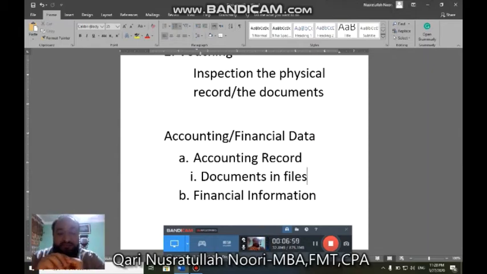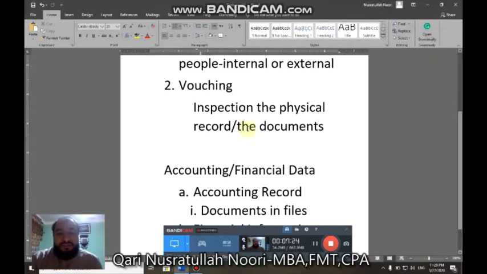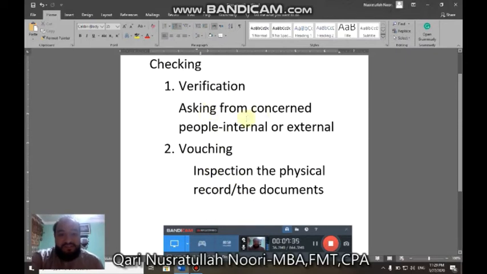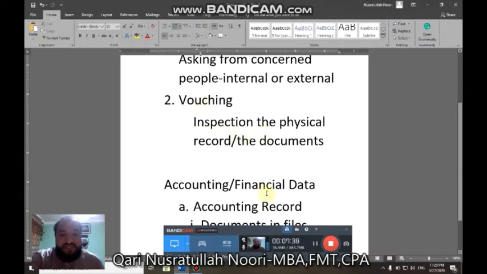single transaction. So, understood? It could be bills, vouchers, invoices, purchase orders, approvals and emails and copies of all of them. Understood? And also journal, ledger and trial balance. These are also part of the accounting record. So the auditor has to check your accounting record and also vouch for the accounting record. Check means ask questions. Vouch means inspection of the physical documents.